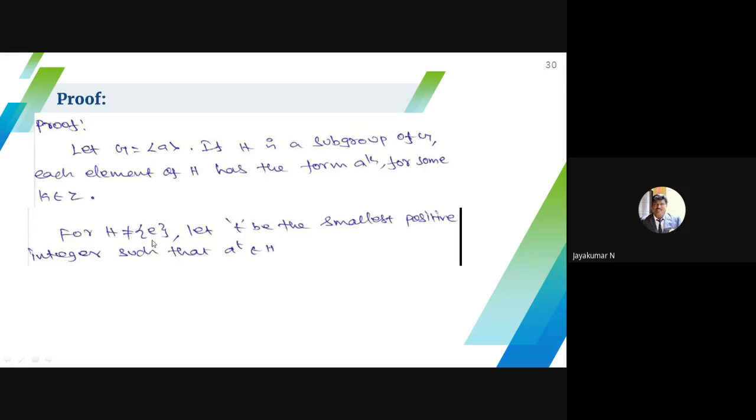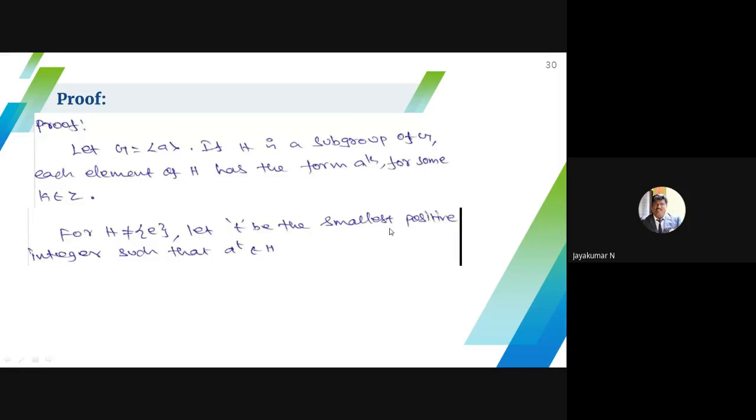For H, I can choose an identity element. H not equal to singleton E, because singleton E means definitely a subgroup, definitely a cyclic subgroup. So only assume H is not equal to singleton E.